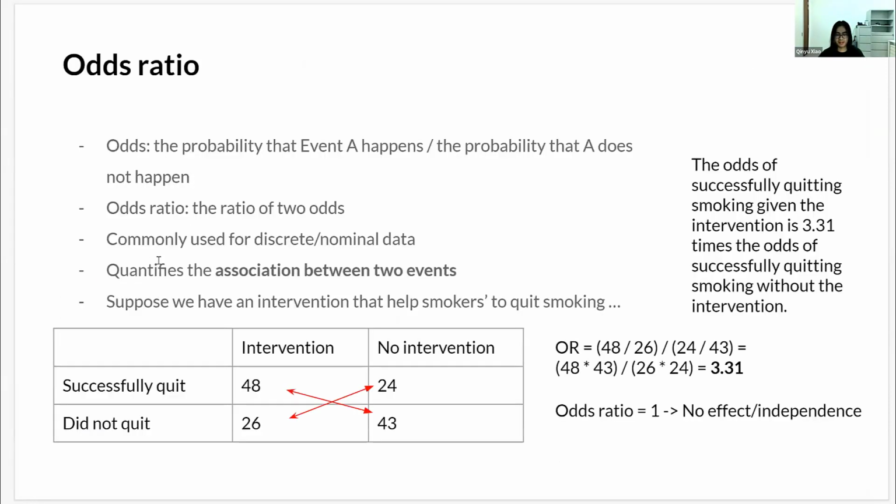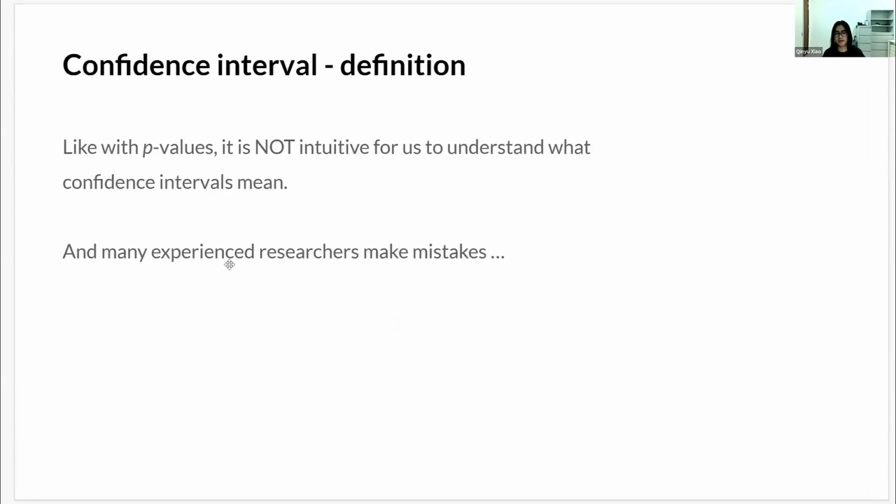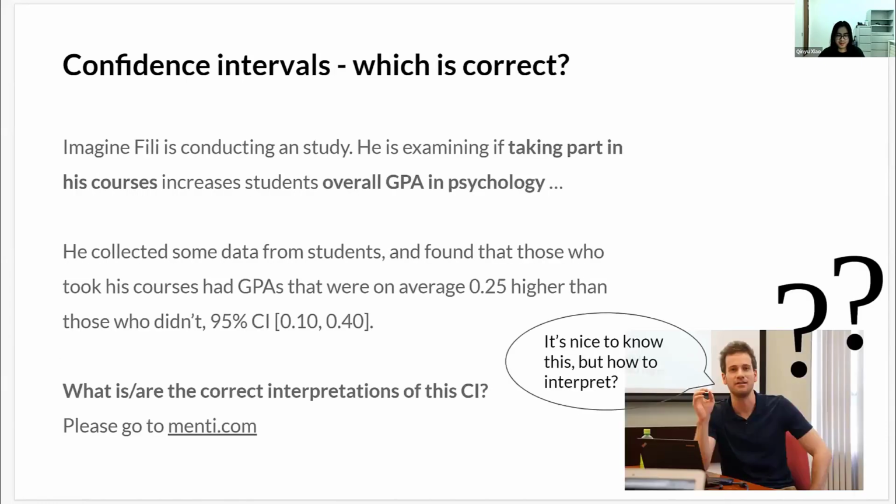Let's go back to the slides, and we want to discuss confidence intervals. Drink some water first. Like p-values, confidence intervals are not very intuitive to understand, and many experienced researchers make mistakes in understanding and interpreting them. We may start from an example. Imagine that the course instructor is conducting a study, examining if taking part in his courses increases students' overall GPA in psychology, which we hope is the case.